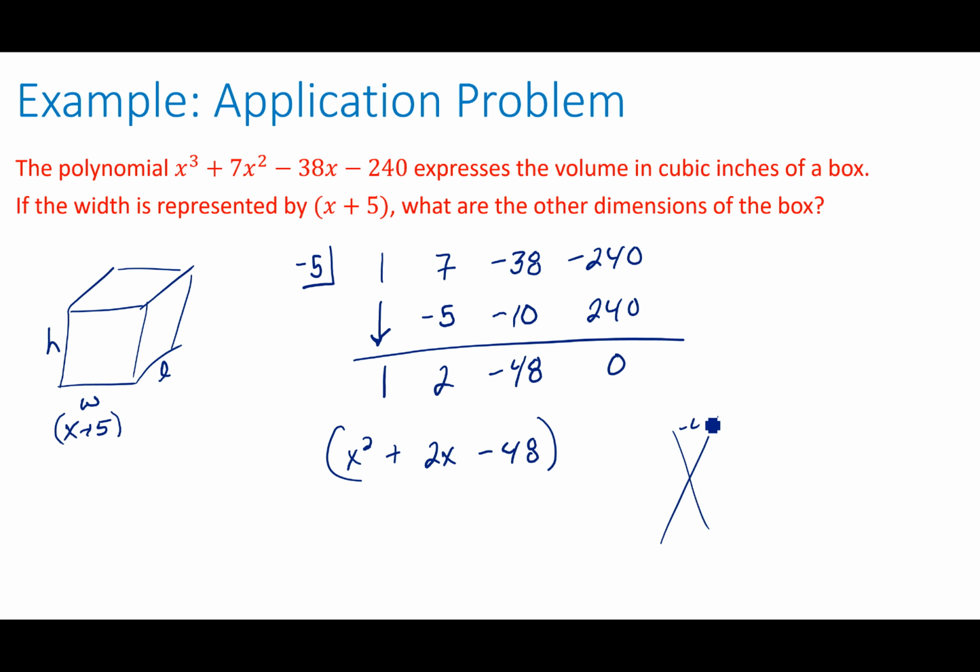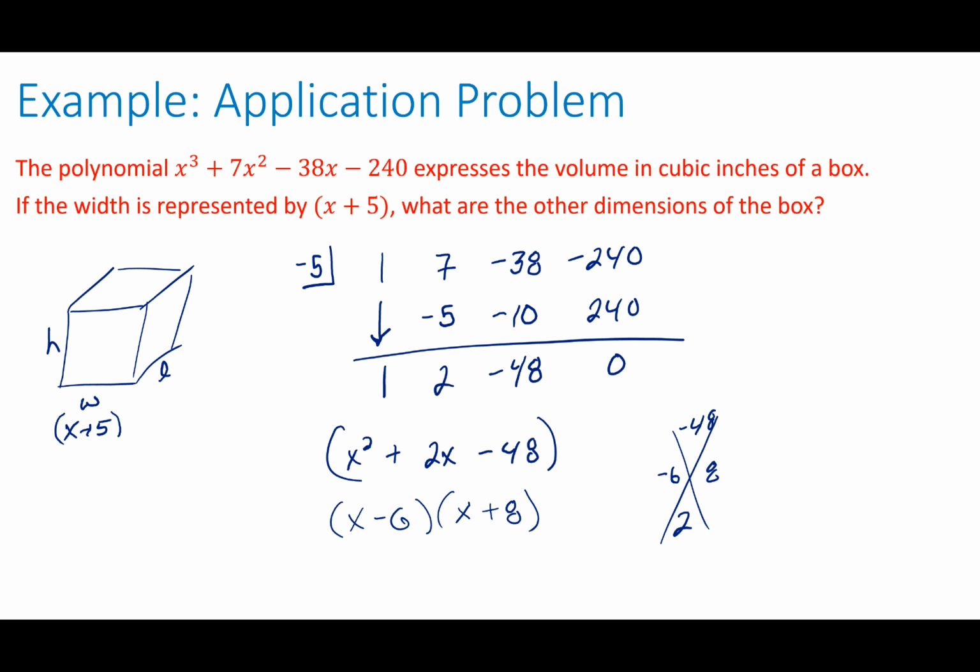Two numbers that multiply to get negative 48 that add up to be 2. What are two numbers that can multiply to get negative 48 but add up to be 2? Jake. Negative 6 and 8. Good. Okay, so negative 6, 8. This quadratic has a coefficient of 1, and so this is the same thing as x minus 6, x plus 8.